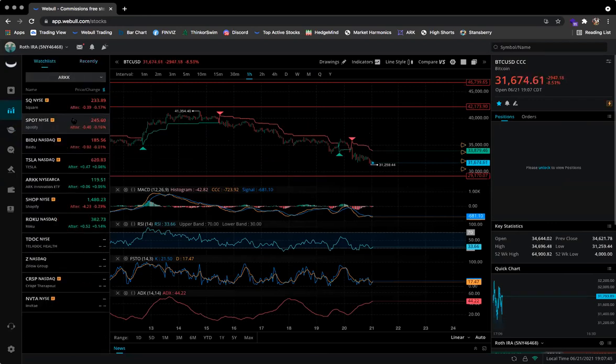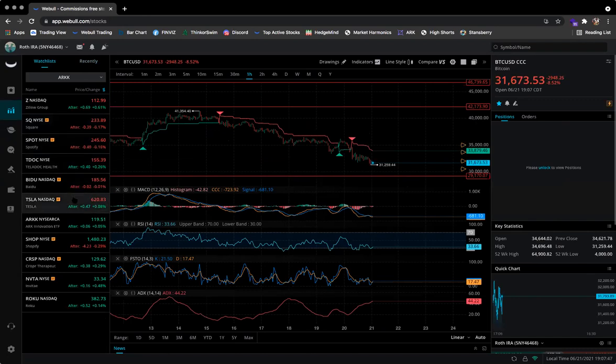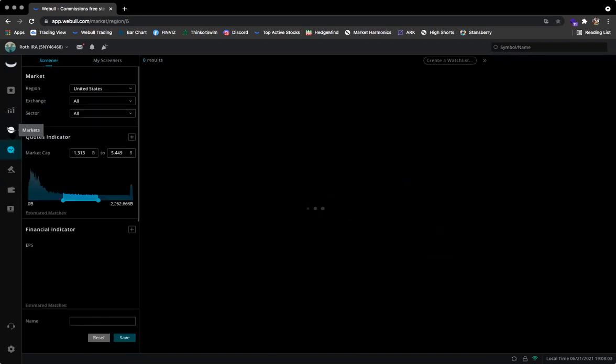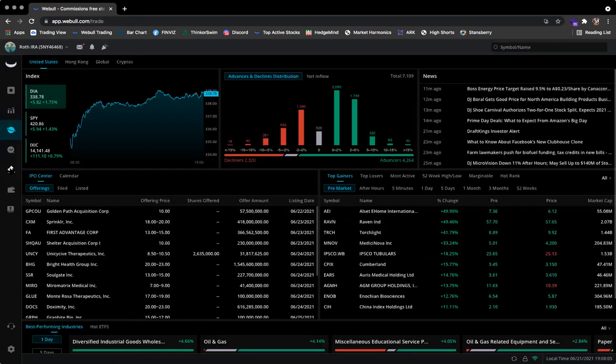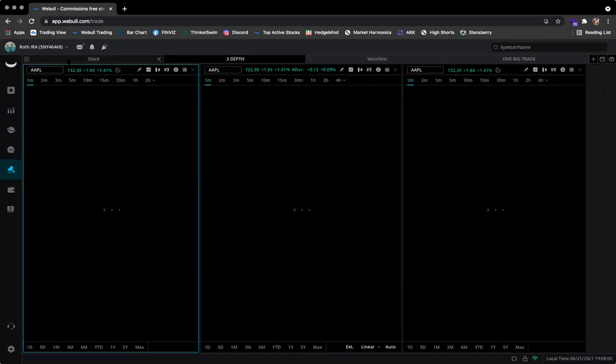Like I watch stocks that are in ARKK because I'll trade Tesla a lot. So I know that if a lot of these stocks are having a bad day, I can't expect anything that I'm trading in particular to have a great day, because like I said, there's a lot of things that follow behind each other. Let's go to this trade window.